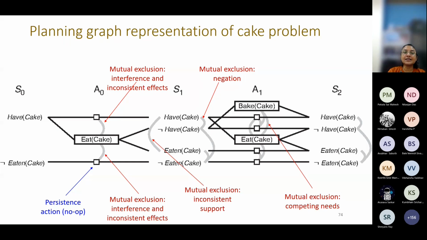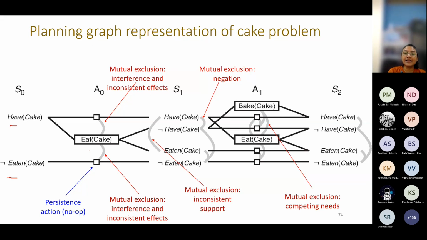So this is the final planning graph we have for this problem. In S0 we have half cake and not eaten cake. A0 has eat cake. S1 has half cake, not half cake, eaten cake, not eaten cake. A1 has baked cake and eat cake. S2 has half cake, not half cake, eaten cake, not eaten cake.